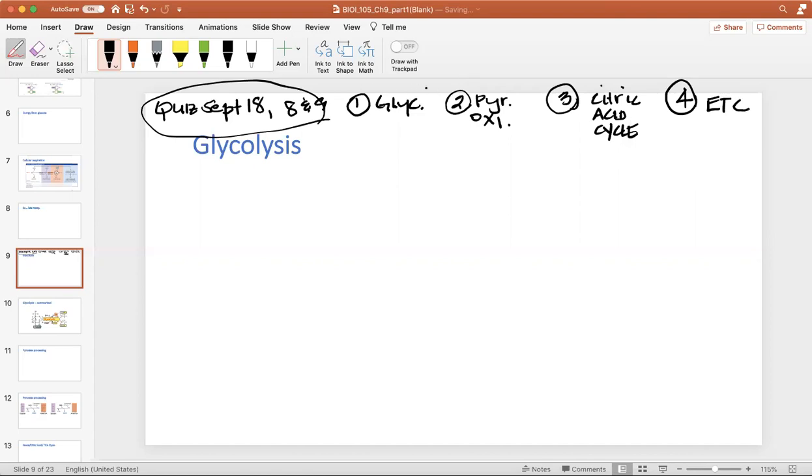Remember that this here is happening in the cytosol. Once this part happens, then the products are transported into the mitochondria where the rest of the process occurs. Okay, so let's look at what's going on from the beginning all the way to the end.